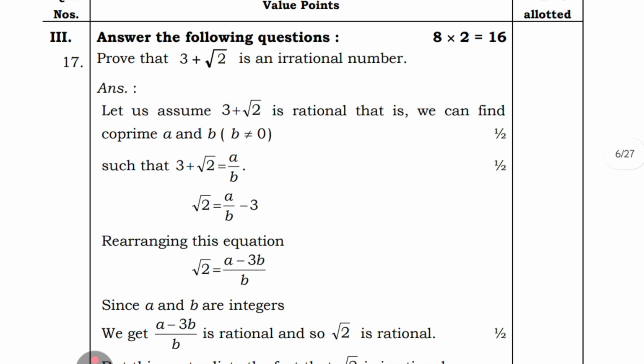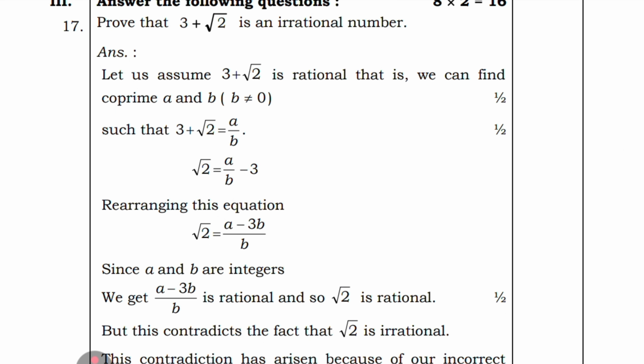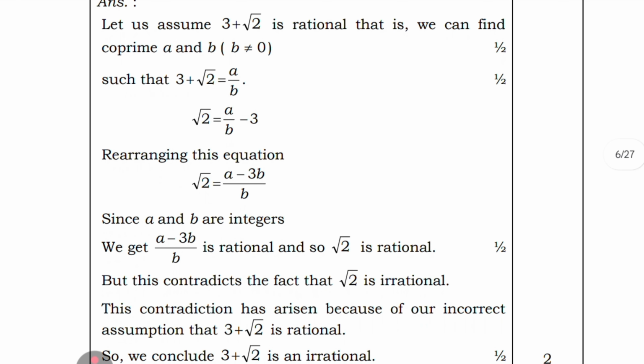Prove that 3 plus root 2. This is a fixed question. Every year they will ask this question, but the only main change is the number. They will change the number and some minor things. Prove that 3 plus root 2 is an irrational number. See the steps and what statements they have written.